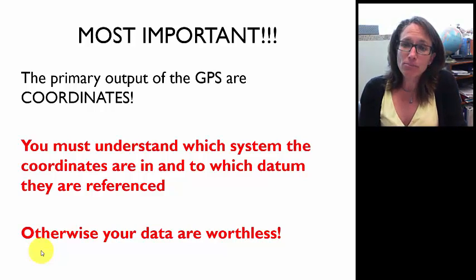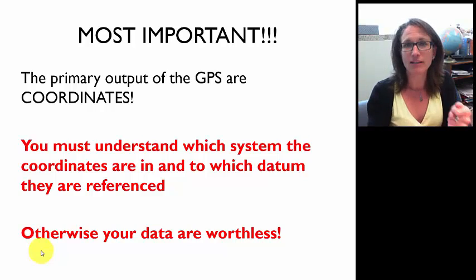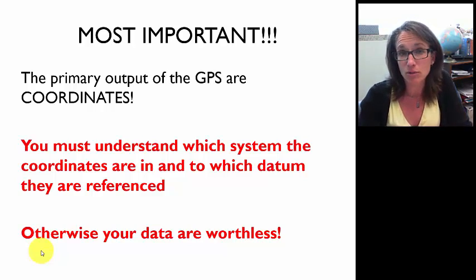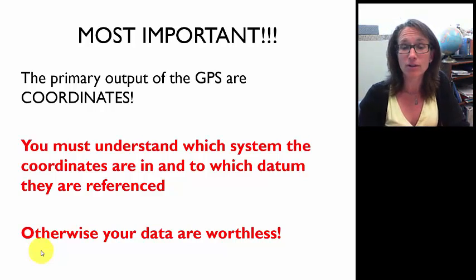So our output of GPS are coordinates. If you don't know what system those coordinates are in, your data are useless. If you don't know what datum those coordinates are referenced to, what geodetic datum those coordinates are referenced to, your data are useless. So you could go out in the field, collect some data with your Garmin, write the coordinates down, come in and give them to me, and if you don't tell me these are UTM Zone 12, WGS 84 coordinates, I won't know how to plot them. So we need to make sure we know the datum and the coordinate system of any coordinates that you collect.